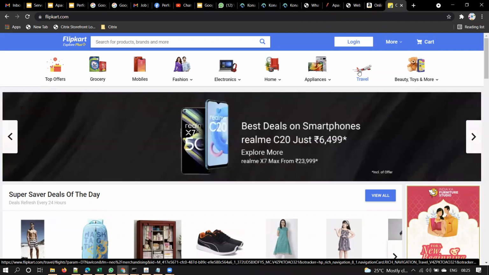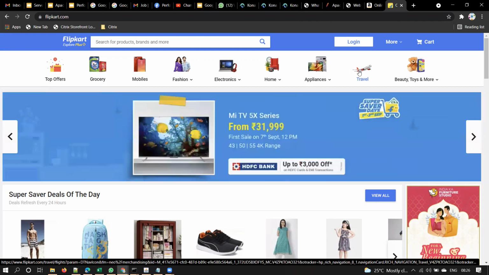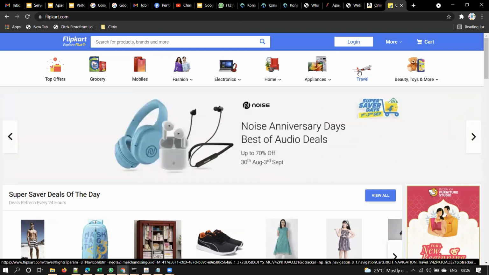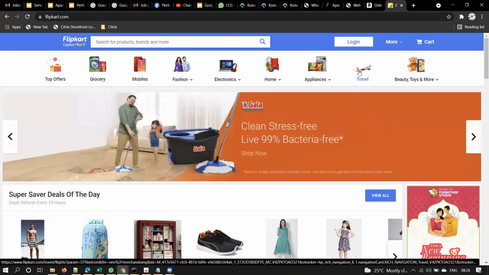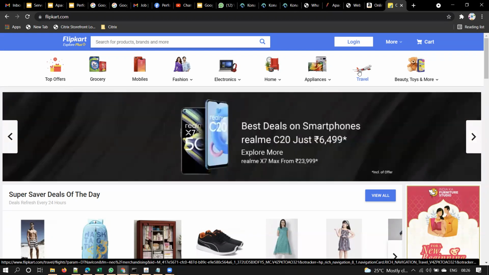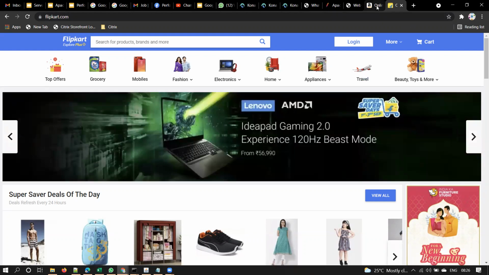Or for example, you are trying to book a ticket in IRCTC, and you are facing some issues and you are unable to book the ticket. Then what do you do normally? We'll go for alternate options, right? So what are the alternate options if you are facing issues with Flipkart? You go to Amazon. Yes or no?